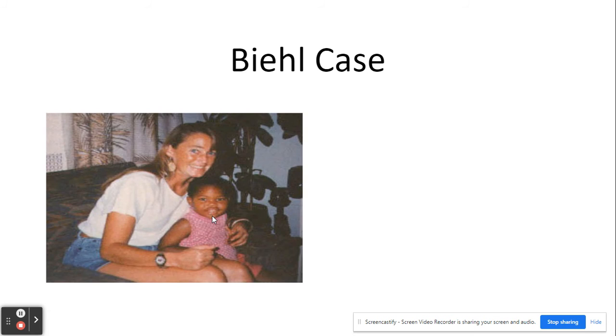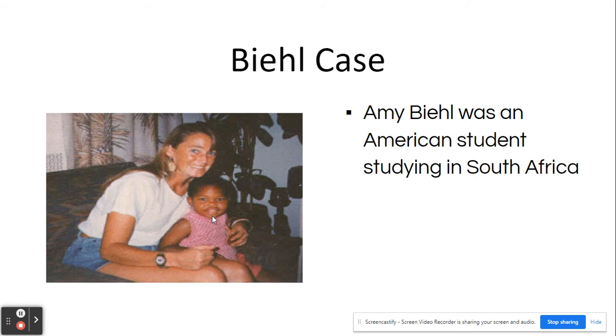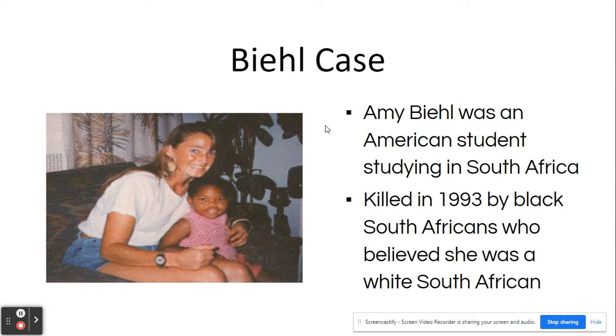The second option is going to be the Beale case. Amy Beale was an actual person who was murdered and killed. She was an American student. She was from Los Angeles and she was studying in South Africa. She was killed in 1993 by Black South Africans who believed that she was a white South African.